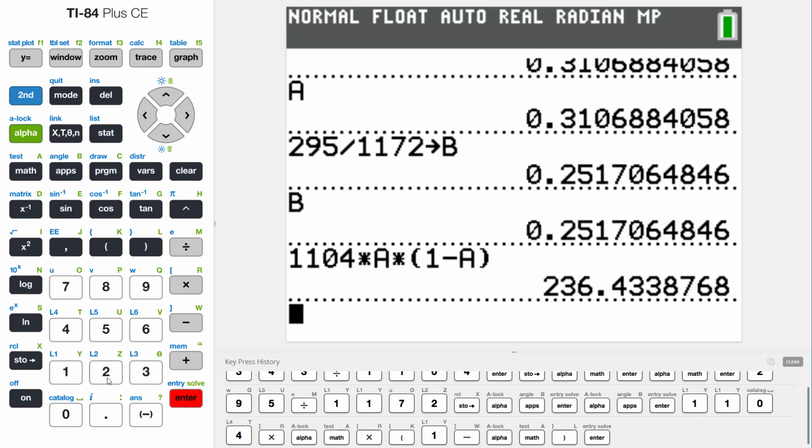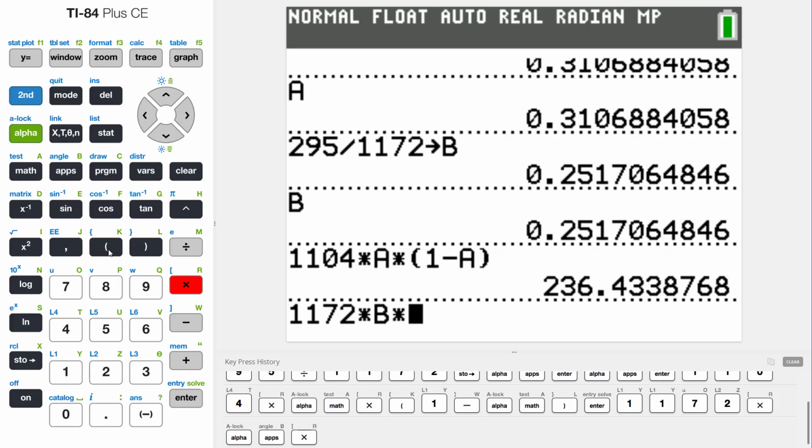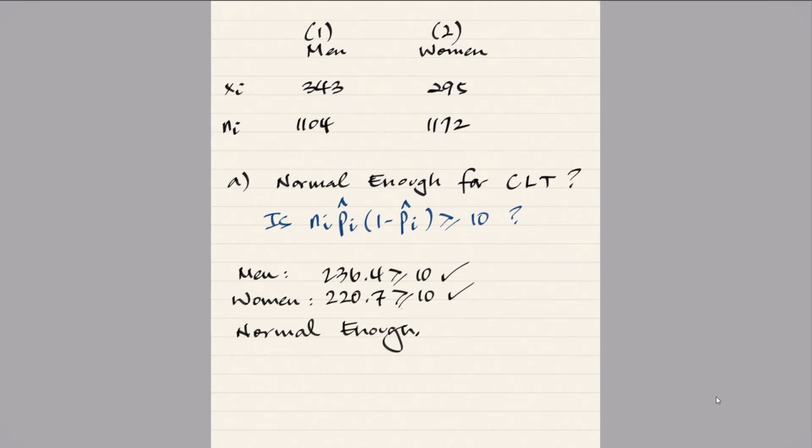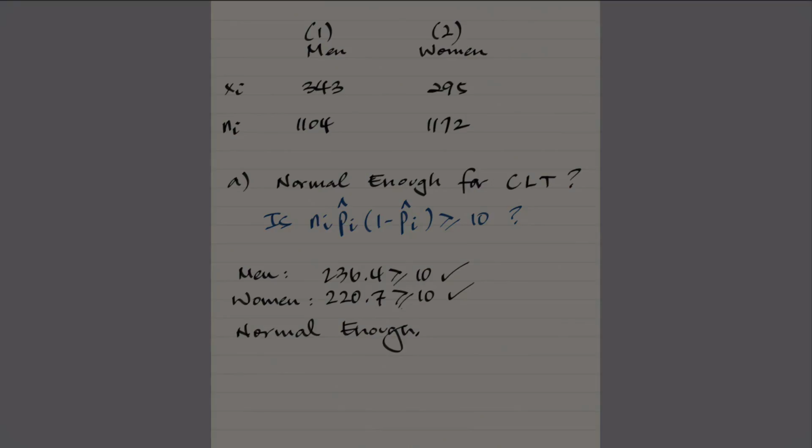And then likewise for the women. The sample size was 1172. We're going to multiply that by the sample proportion times 1 minus the sample proportion. There you go. There's the value for the women. Both of those are greater than 10, and so I would say, well, our data is normal enough. Let's put that down. So I've recorded both of those values, and again, since they're both larger than 10, we're good to go. Data is normal enough. Let's see what's next.